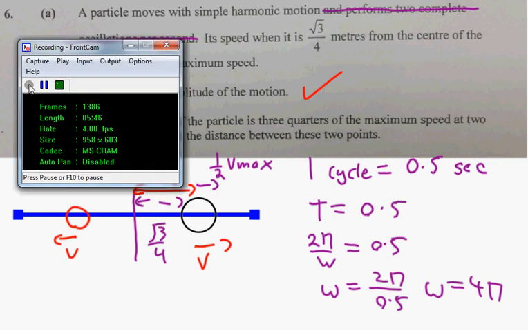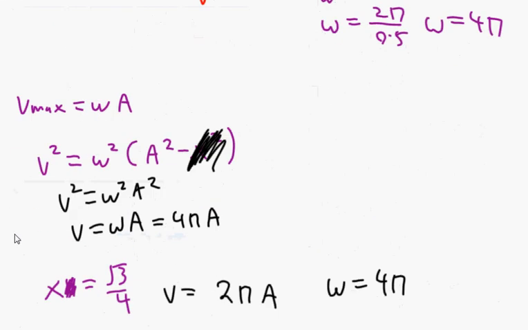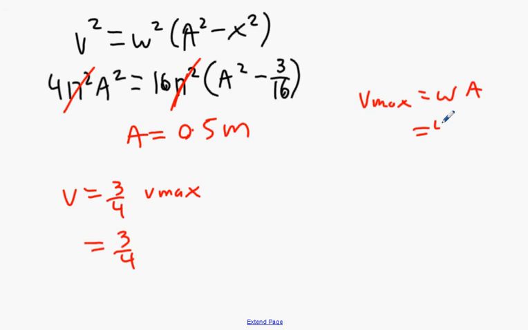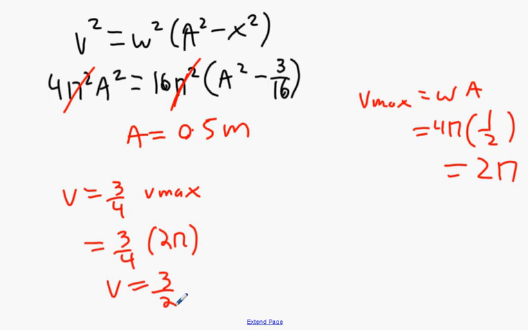The only thing left to do then is to link velocity with time. Okay, so what we're going to do here is we're going to link, and I will go over this again. v equals 3/4 vmax. Oh, sorry, link velocity with distance. 3/4 vmax. So vmax equals omega A, which is 4 pi times a half, which is 2 pi. 3/4 times 2 pi. That'll give me a v of 3 over 2 pi.